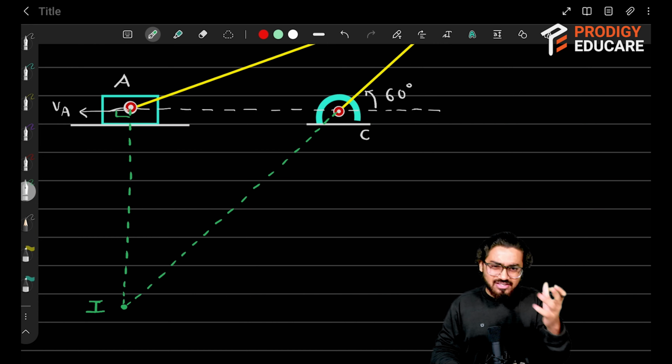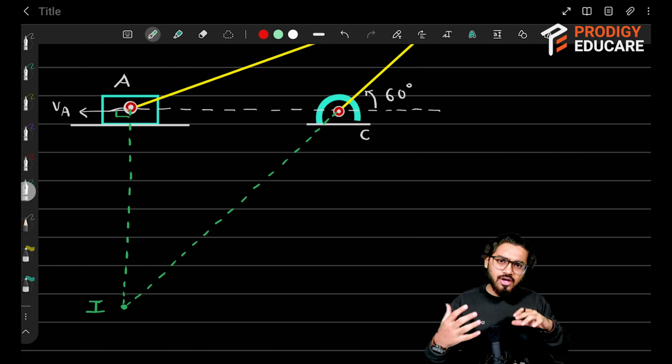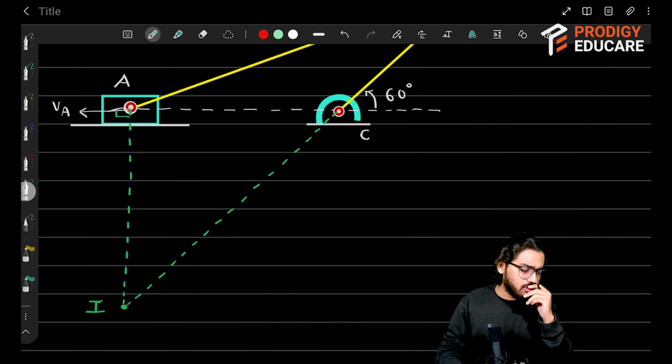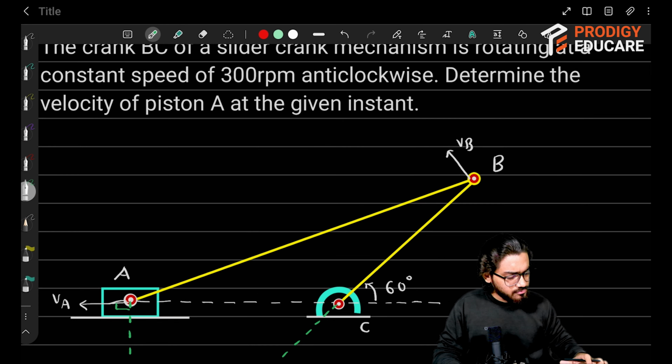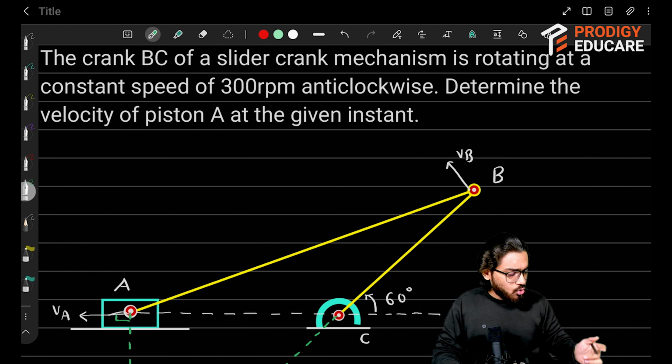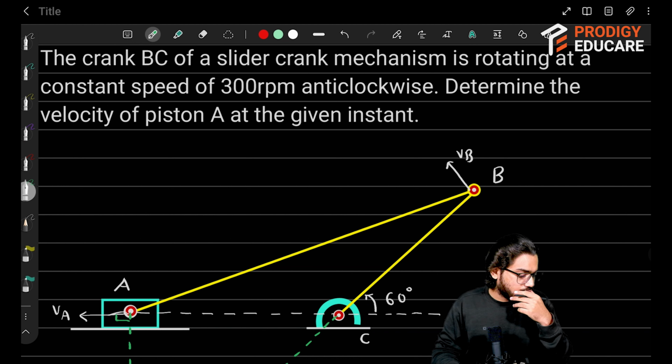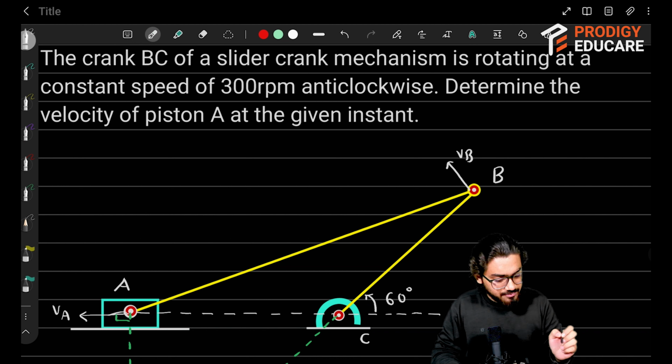Okay. And once this ICR is located, I'll tell you how to exactly apply this in different questions. So first of all, we know omega of this rod BC. We know that rod BC is rotating with 300 RPM. So here I'll simply write it: omega BC is simply 300 RPM.